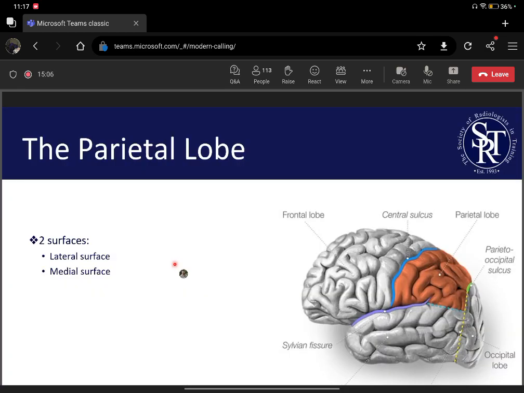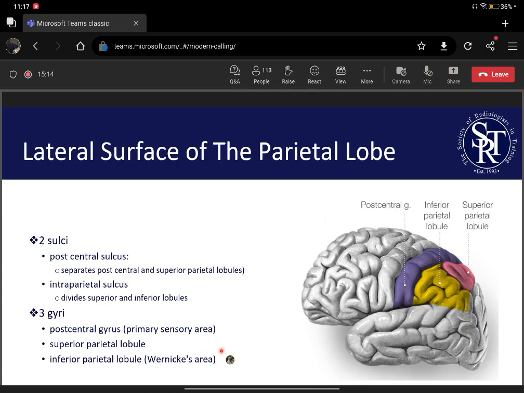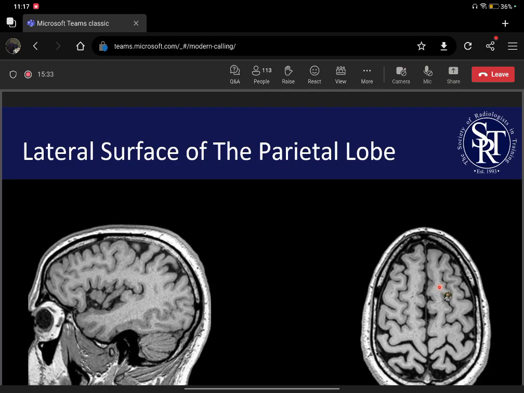All right, now let's move on to the parietal lobe. The parietal lobe has two surfaces, a lateral and a medial surface. And we'll start with the lateral surface, where we can see two sulci. We can see the postcentral sulcus, and we can see the interparietal sulcus. And that will divide the lateral surface into three gyri: the postcentral gyrus, superior parietal lobule, and inferior parietal lobule. Let's see those on imaging again.